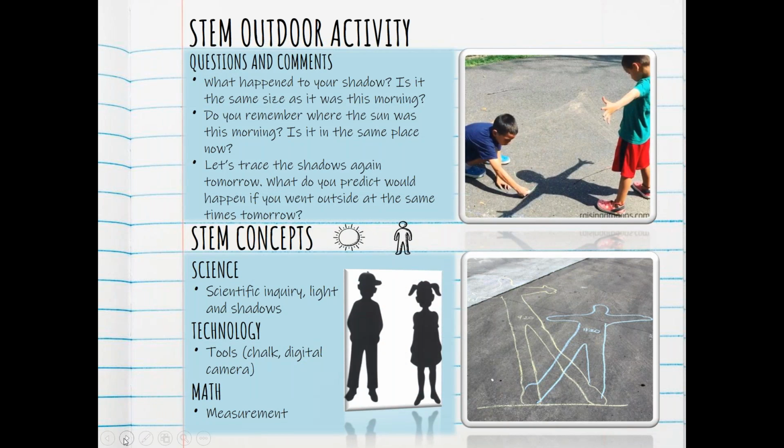So questions you may want to ask: what happened to your shadow? Is it the same size as it was this morning? Do you remember where the sun was this morning? Is it in the same place now? And you can trace the shadows again and then predict what's going to happen when you come back outside tomorrow at the same time. Hopefully it won't rain and wash it all away, so be on the lookout for that.